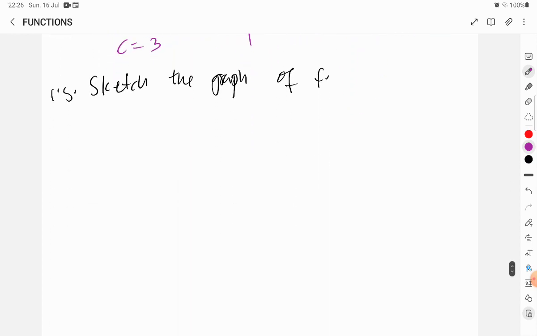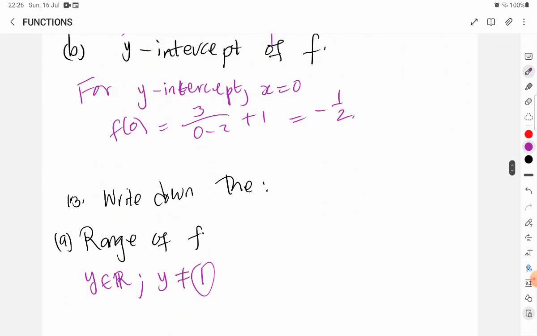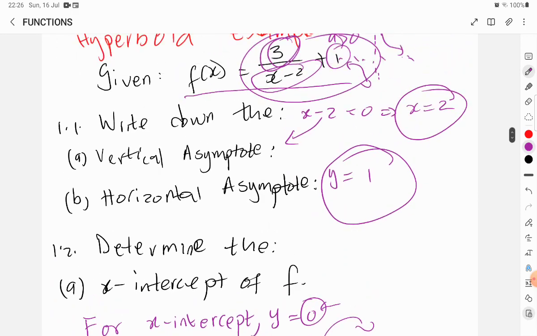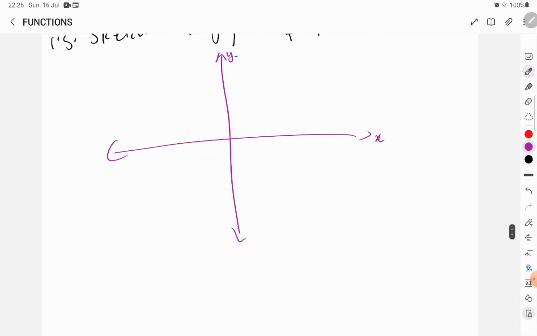Now finally, let's sketch the graph. First thing that you want to do is put down your y-axis and your x-axis, right? Then from there you can start putting down your asymptotes. We said our first asymptote, if you come back up here, is x is equal to 2. You go to your graph and say x is equal to 2 here, so your asymptote is going to be like this.